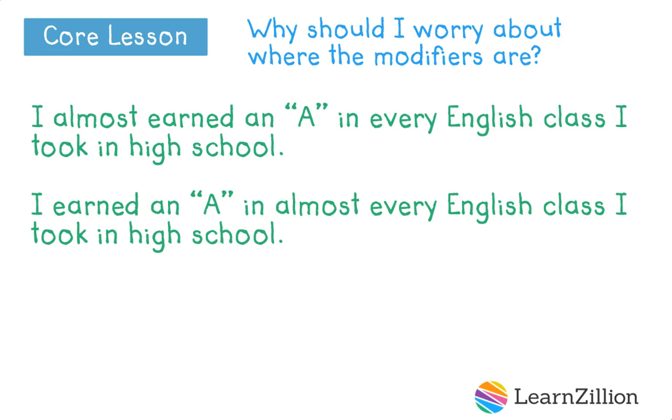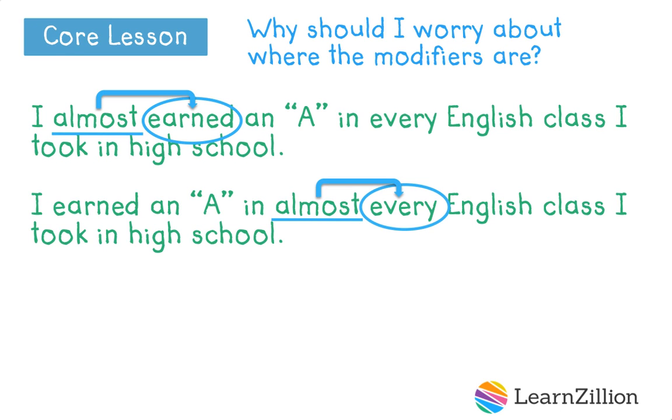I almost earned an A in every English class I took in high school. I earned an A in almost every English class I took in high school. Yes, the sentences are exactly the same except for the position of the word almost. In the first sentence, the word almost is an adverb modifying the verb earned. In the second sentence, the word almost is an adverb modifying the adjective every, which is modifying the noun class.